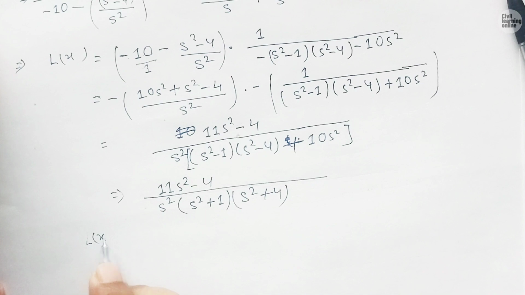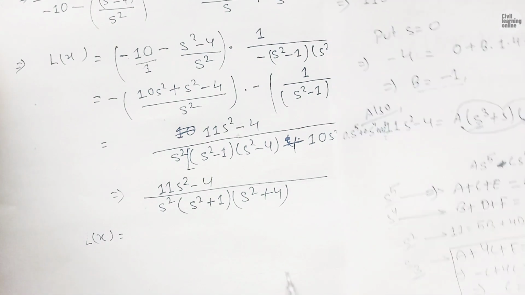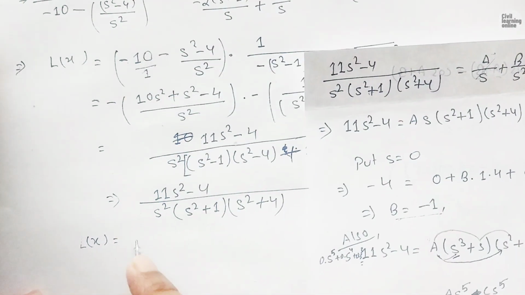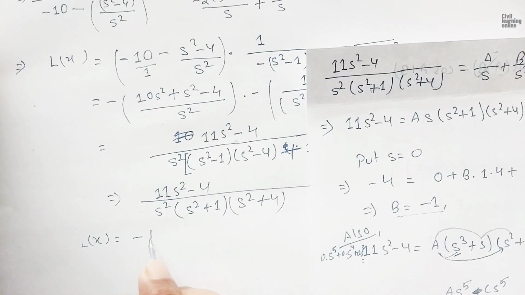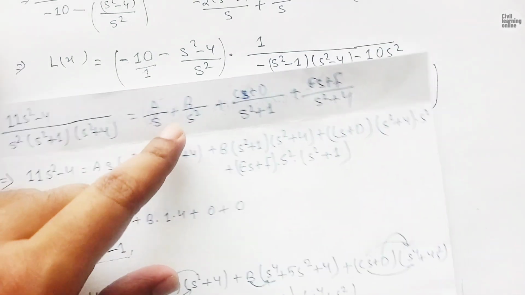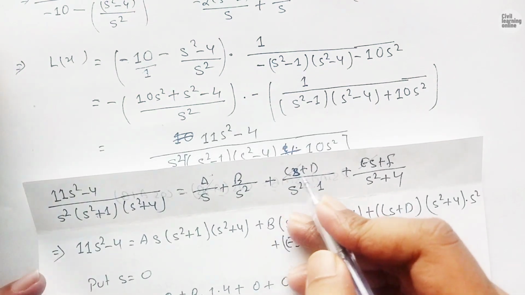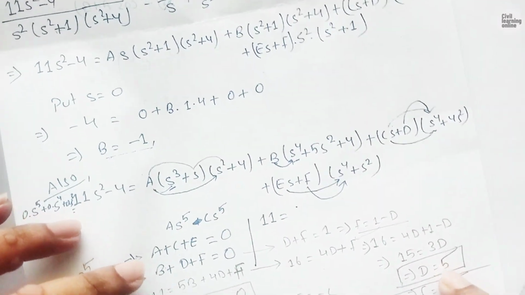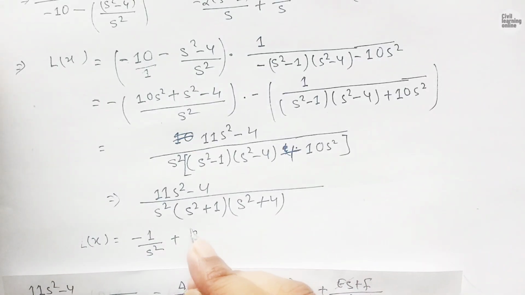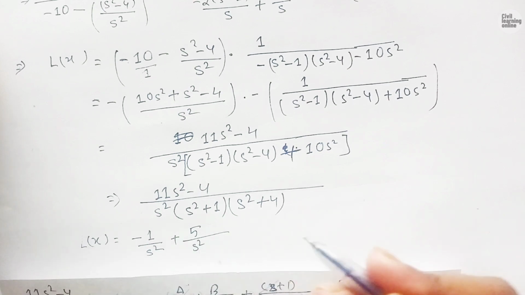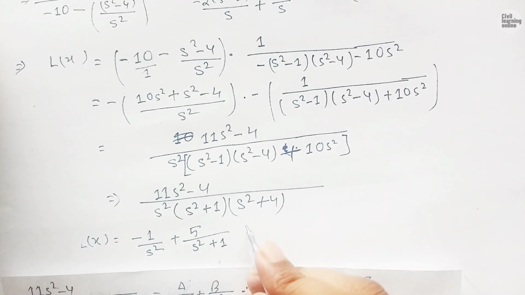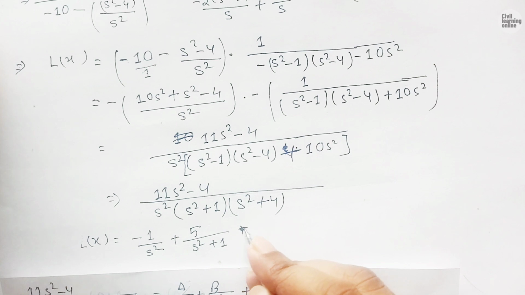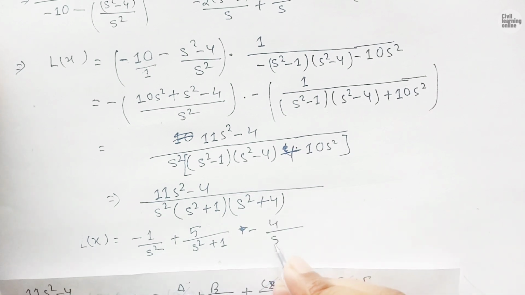Laplace transformation of x equals to, since here you can see we have got a equals to 0, so this gets cancelled out, so we have b value is -1, so -1 upon s square. I am simply substituting the values which I have calculated, and c is 0 and e is 0, so we will have here plus d value is 5, so 5 upon s square plus 1, plus e value is again 0, and f value is -4, so -4 upon s square plus 4.